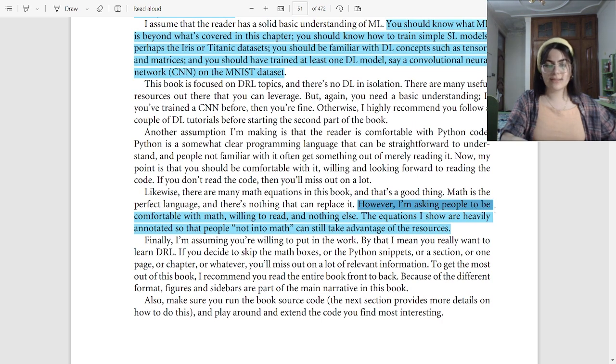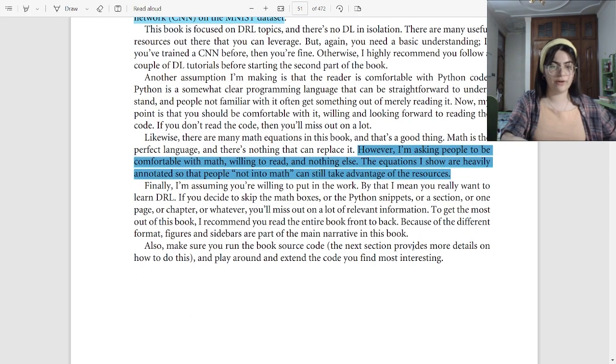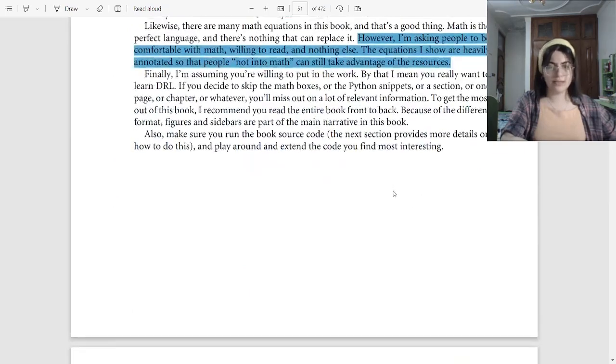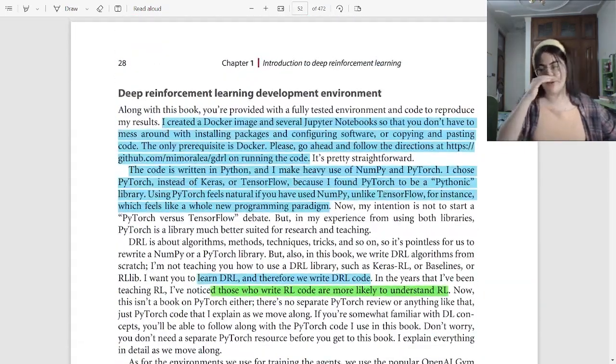However, the author mentions that he's asking people to be comfortable with math, willing to read, and nothing else. The equations I show are heavily annotated, so people not into math can still benefit from the resource. And he's right, I have seen some of the math equations. There are so many annotations that explain every single thing, so it won't be a problem. I also try to cover the math as clearly as possible.